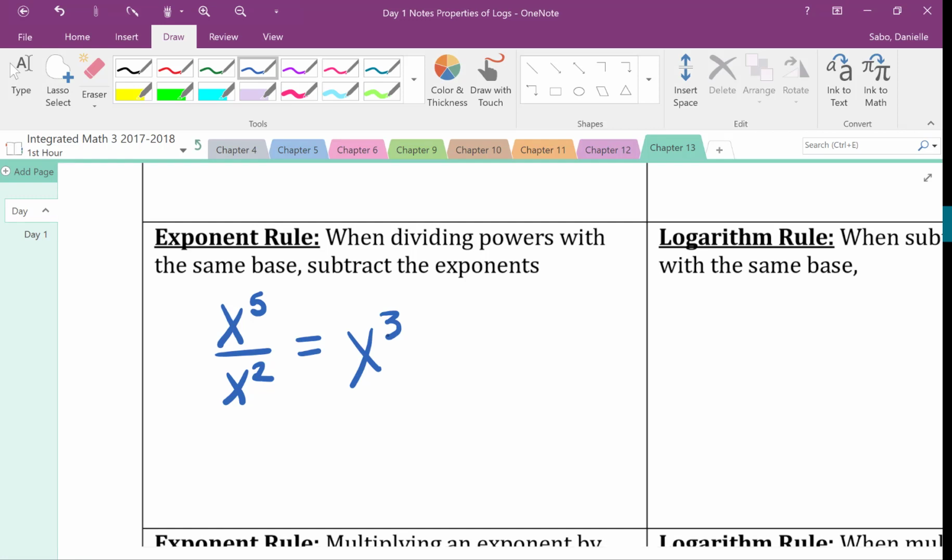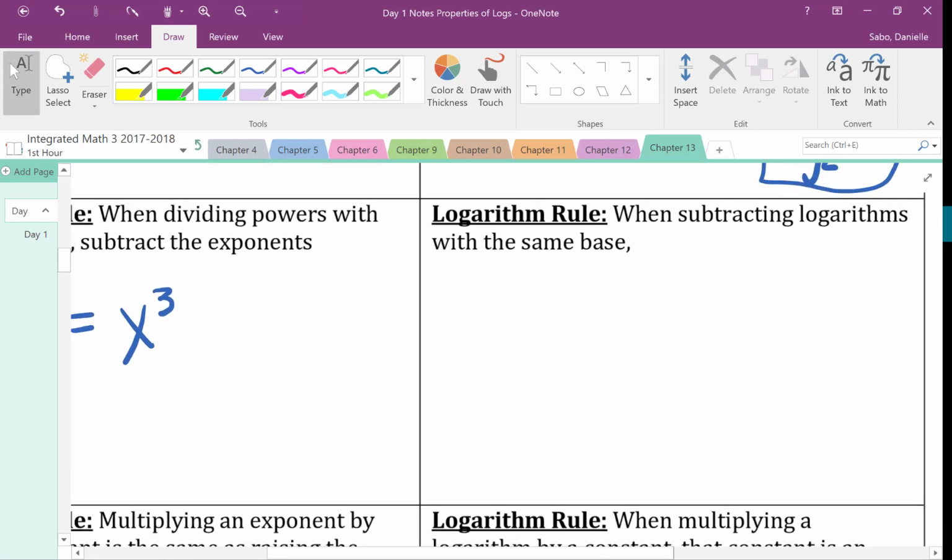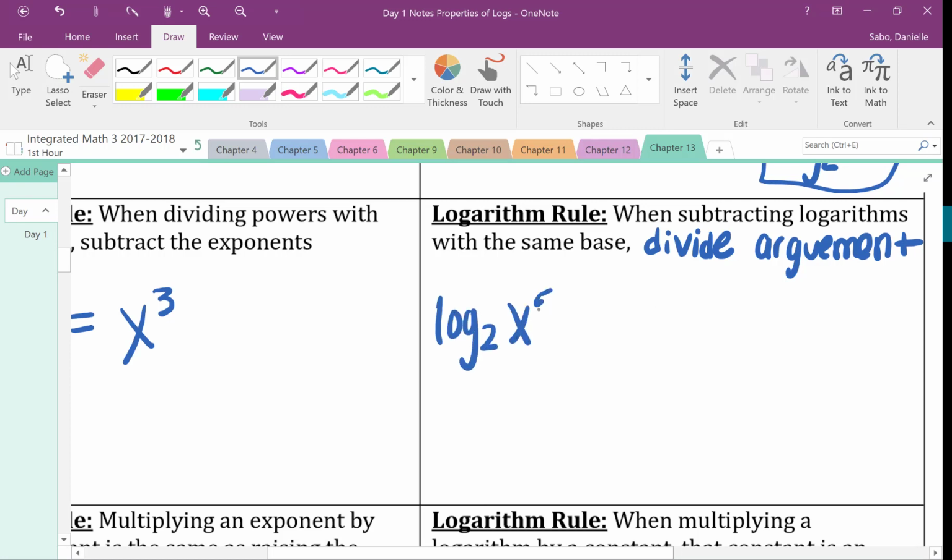I have 5 x's on top, I have 2 on bottom, I cross them out, and I still have 3 on top. So now let's do the same thing when we're talking about a log rule. So this time when we're subtracting logs with the same base, we're going to divide the argument. Please always tell me if I spell things wrong because I can't spell. Okay, so same situation. I have log base 2 of x to the 5th minus log base 2 of x squared. So I'm just giving you an example here.